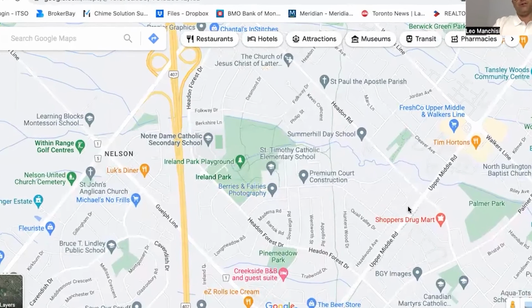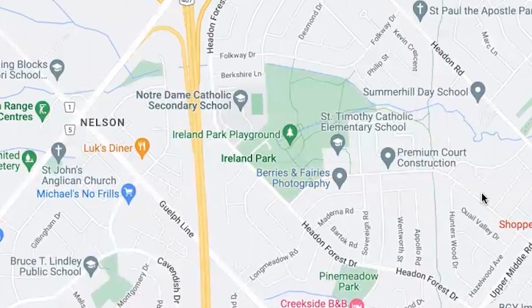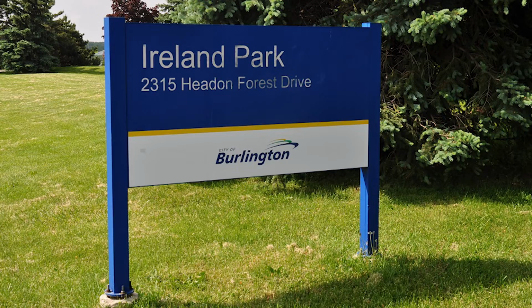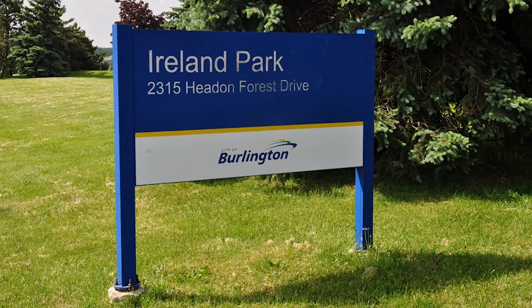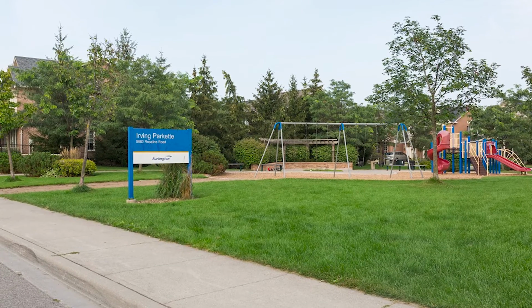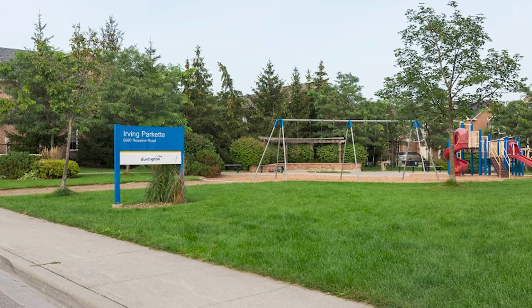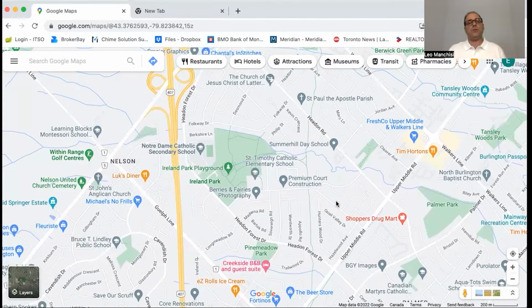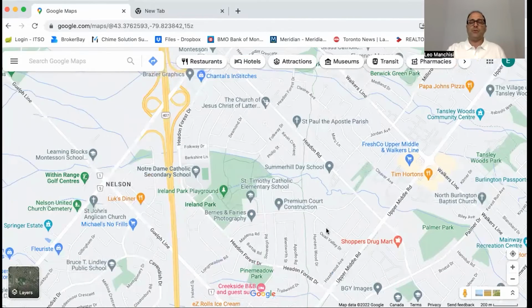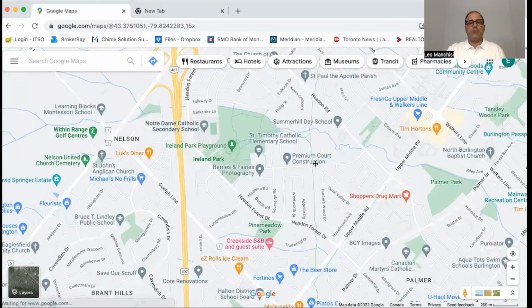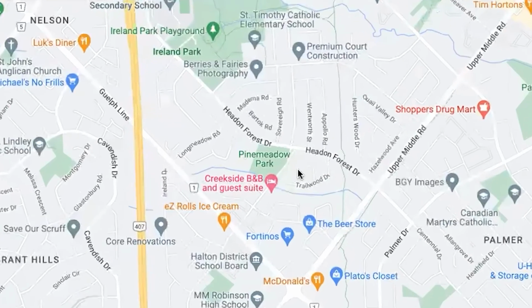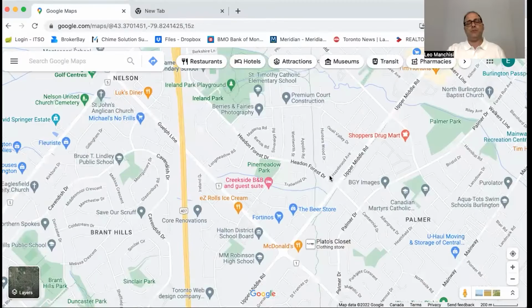Ireland Park is really one of the biggest parks in all of Burlington. It's got baseball fields, soccer fields. It's got a football stadium that's associated with Notre Dame because it's really backed onto Notre Dame Secondary School. You've also got Newport Park, Pine Meadow Park as well, just down on the southwest side of Headon Forest.